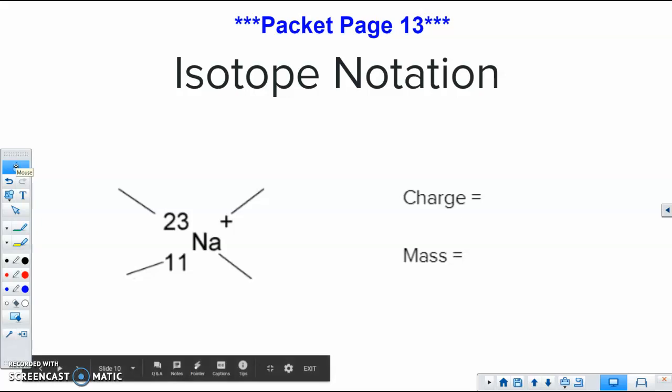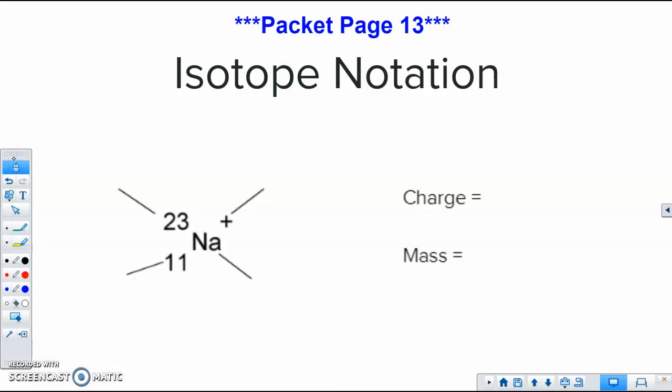All right, isotope notation. This is something that you'll see in your packet, and this is important to know. So you might see an element or an atomic symbol, and it looks something like this. And it's got some numbers and maybe a positive or negative sign, and that's pretty straightforward. What this means is we're basically summing up everything about the atom in one little picture. So obviously Na, that's going to be the symbol of the element, so you'll see the symbol in the center.